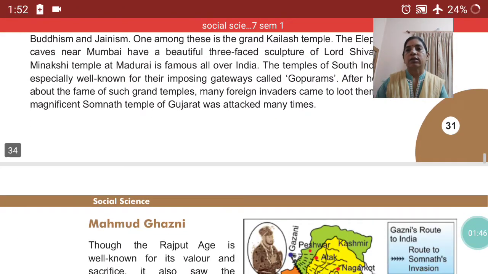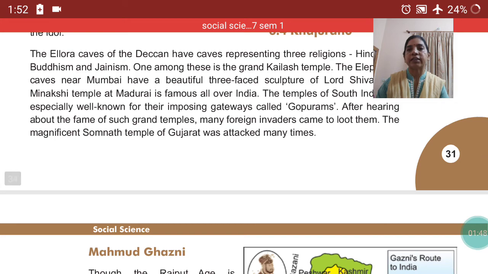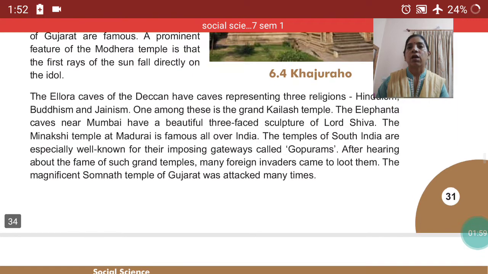Remember that. The Ellora caves of the Deccan have caves representing 3 religions: Hinduism, Buddhism and Jainism. It is a combination of these 3 religions. One among these is the Grand Kailash temple. The Elephanta caves near Mumbai have a beautiful 3-phase sculpture of Lord Shiva.